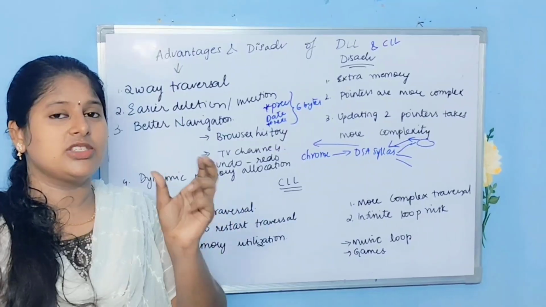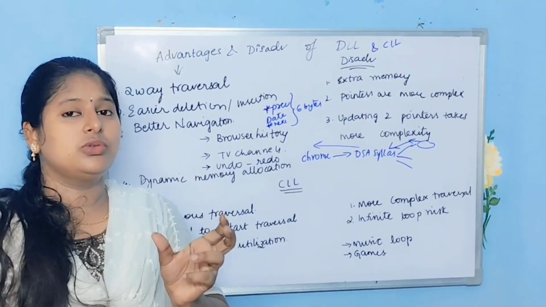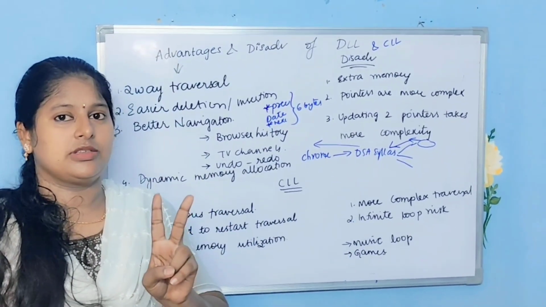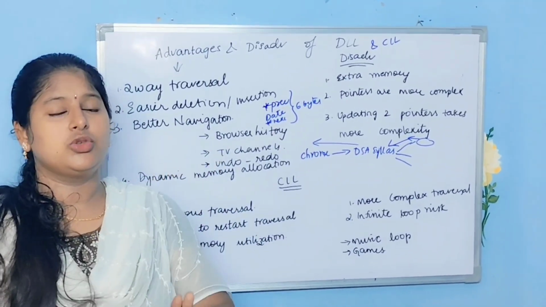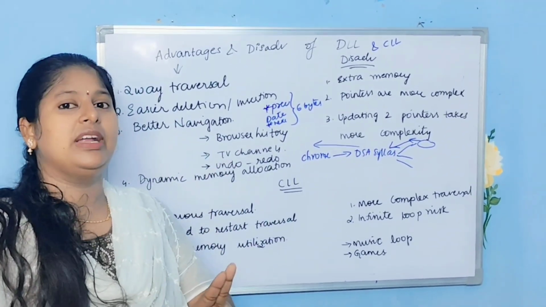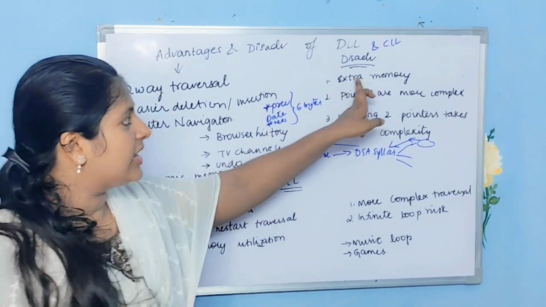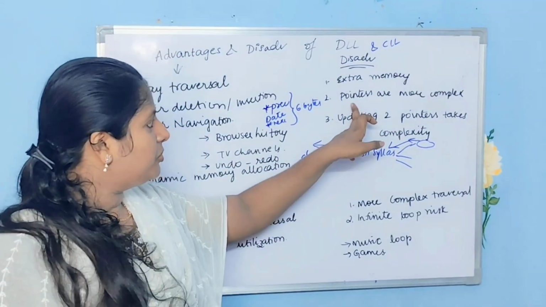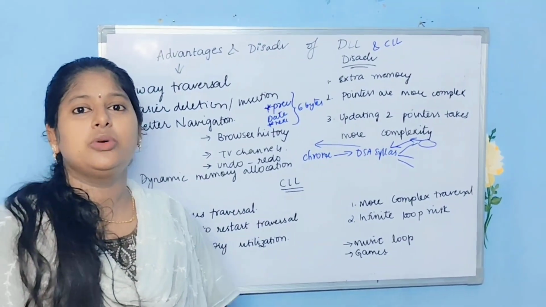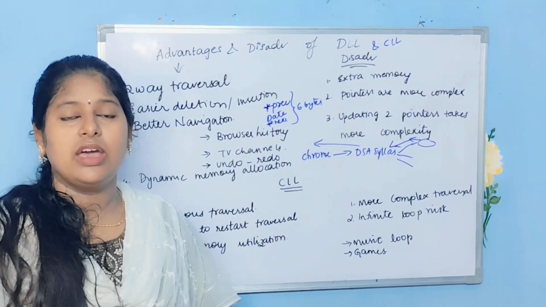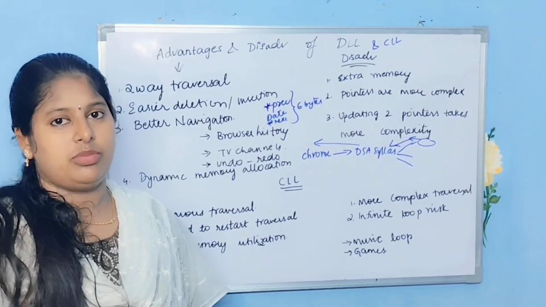But here, if you want to access elements, you just have to use the pointers. Okay, one element has to take care of 2 pointers. So a node should have 1 data part as well as 2 pointers. For 2 bytes, I need 4 bytes. So extra memory is being used, and one more, pointers are more complex. So if you try to access pointers, okay, it's taking more time complexity.